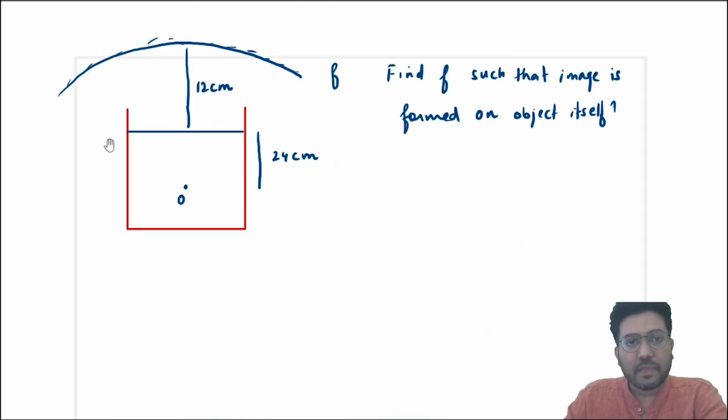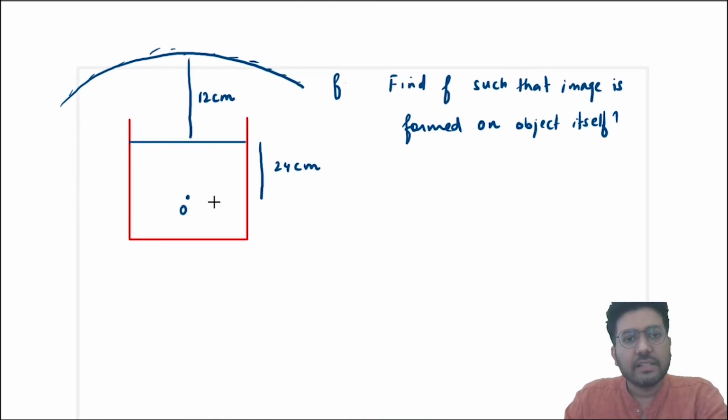Okay, one more question, same like this. Again this same question, but they are asking you to find f. This time they have not given you the focus, and they are asking what should be the value of f such that the image is formed on the object itself.